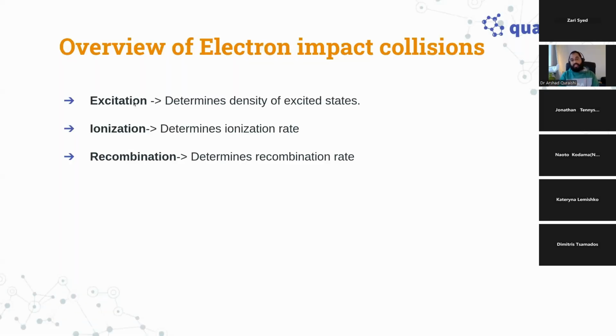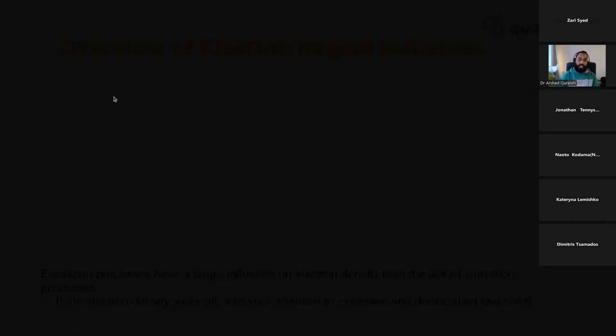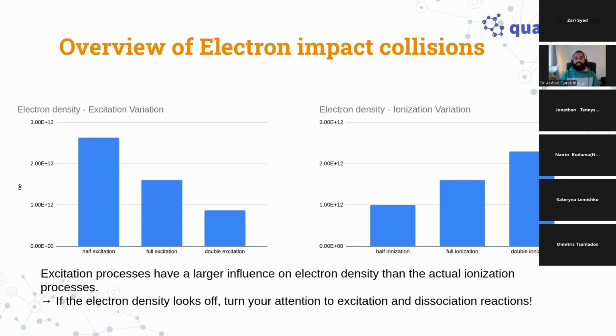In today's presentation, I'm considering only three electron impact collisions, which are excitation, ionization, and recombination. Well, there are other collisions as well, such as the dissociation collisions, but these three collisions happen more frequently in the plasma mixture, so my focus is only on these three collisions. Let's look at the electron density.